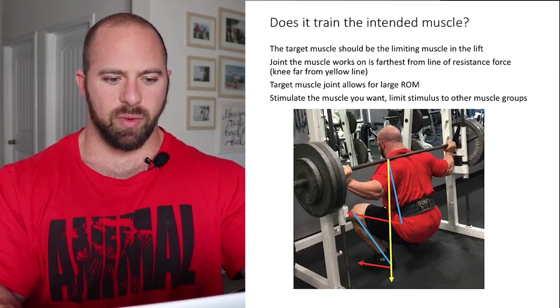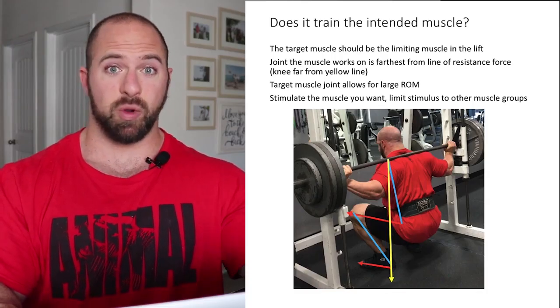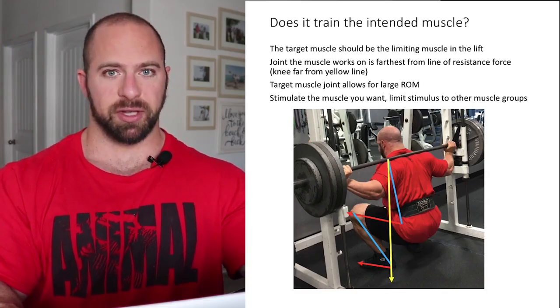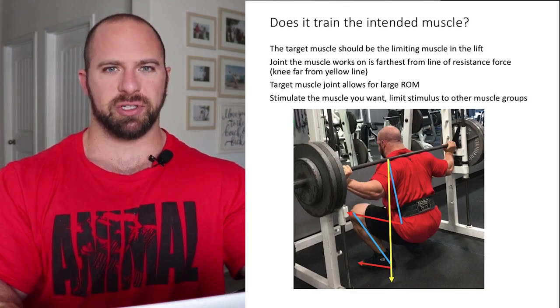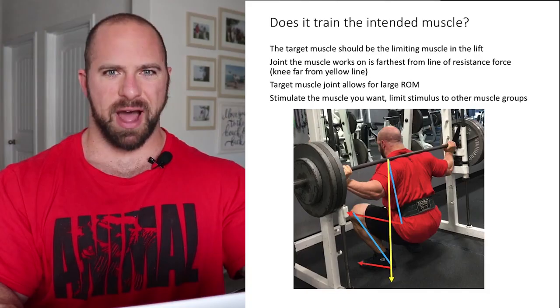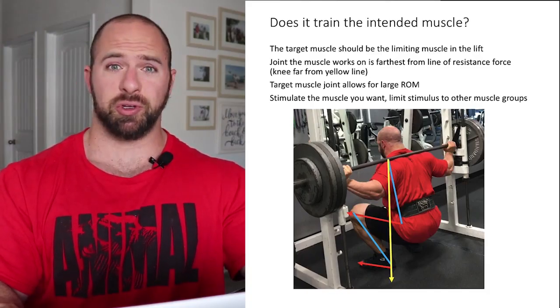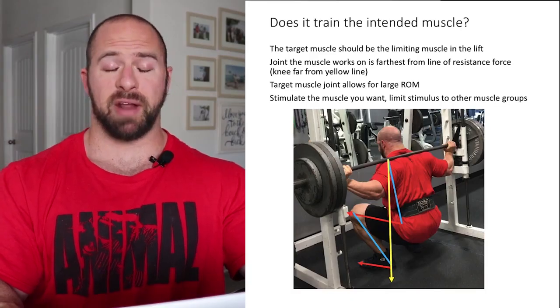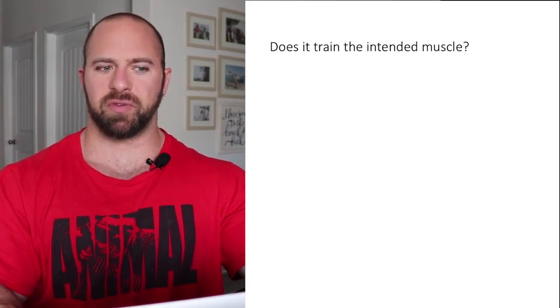So within this, we want to stimulate the muscle that you want and limit stimulus to other muscle groups, right? Just like I said, if you're trying to squat for your quads, but your erectors are feeling worn out and your glutes are, then you're giving stimulus to muscle groups which you don't intend to. And it's time to either modify the lift or figure out a better lift that's for you.